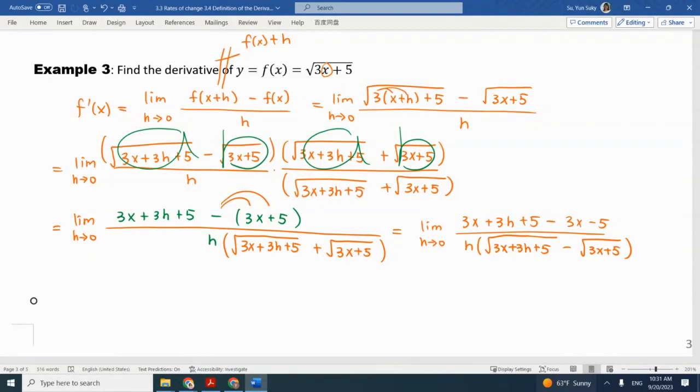Okay, numerator, what can we cancel? Oh, wonderful, wonderful. Do you see now the numerator is just 3h? Can you see the bad guy now? See, that's my mistake. Yes, thank you.